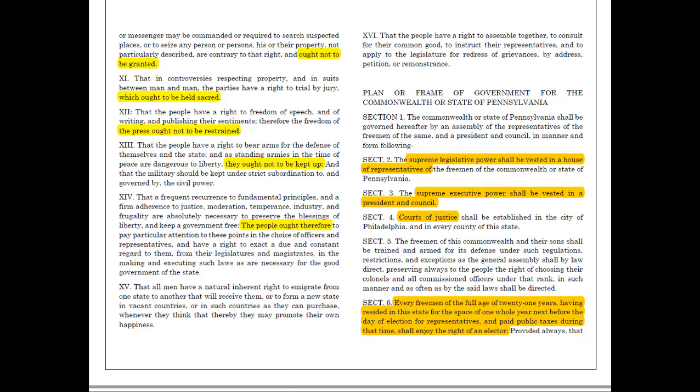Before the Constitution describes the powers of that house, though, it sets out the voting credentials for all voters for every office. In Section 6, on the right-hand column here, the Constitution reads, "Every freeman of the full age of 21 years, having resided in this state for the space of 1 whole year next before the day of elections for representatives, and paid public taxes during that time, shall enjoy the right of an elector."